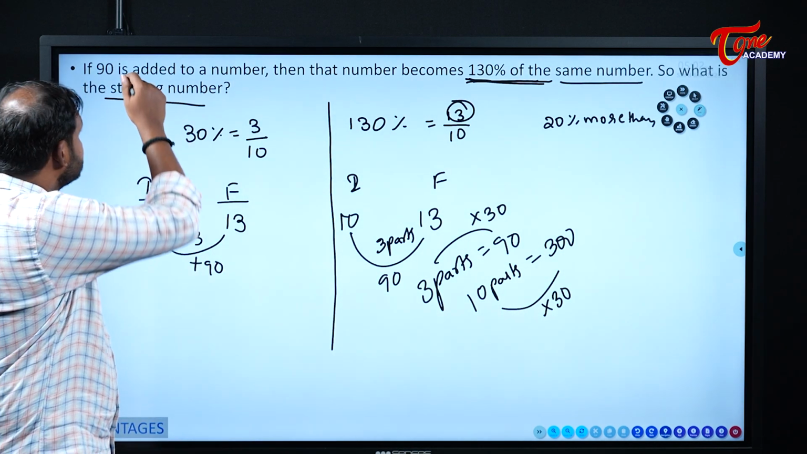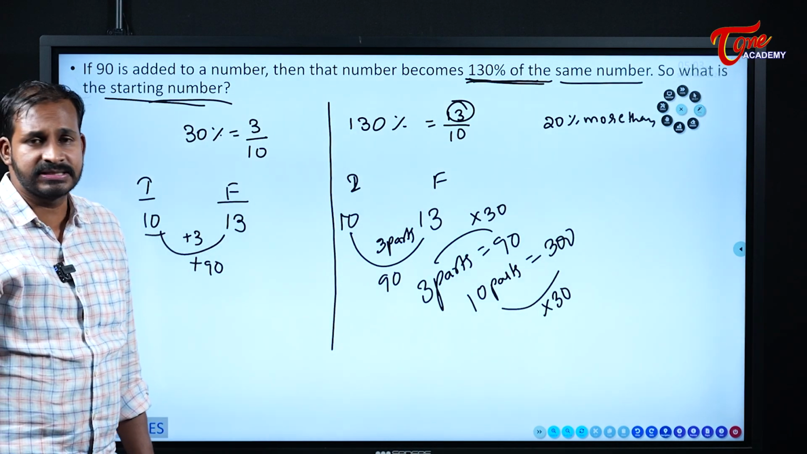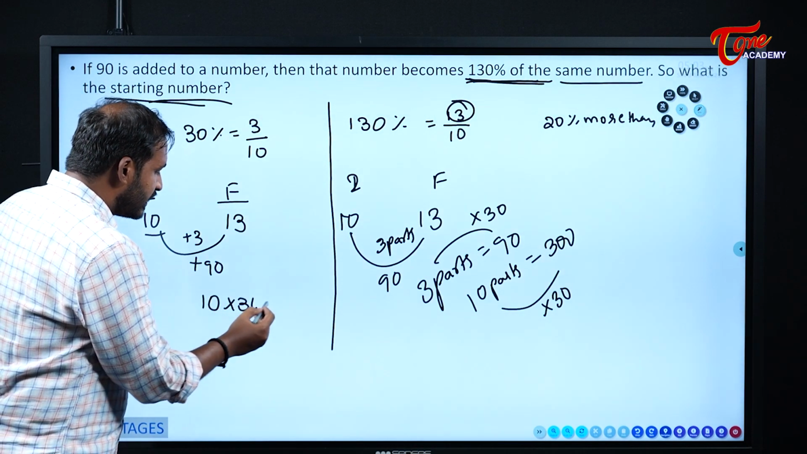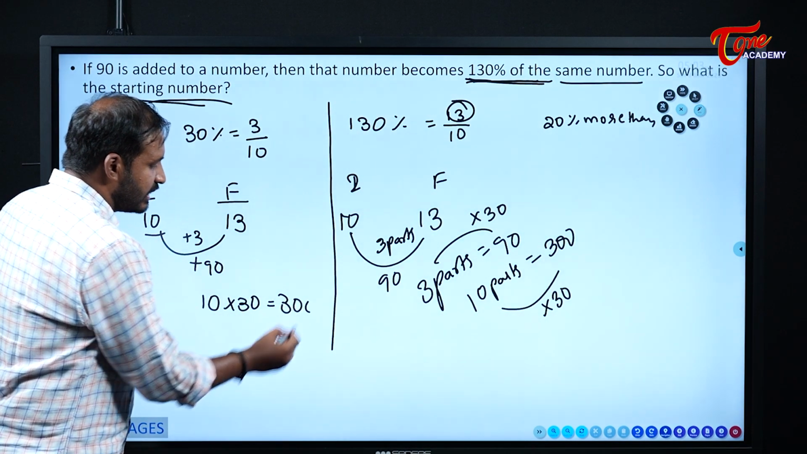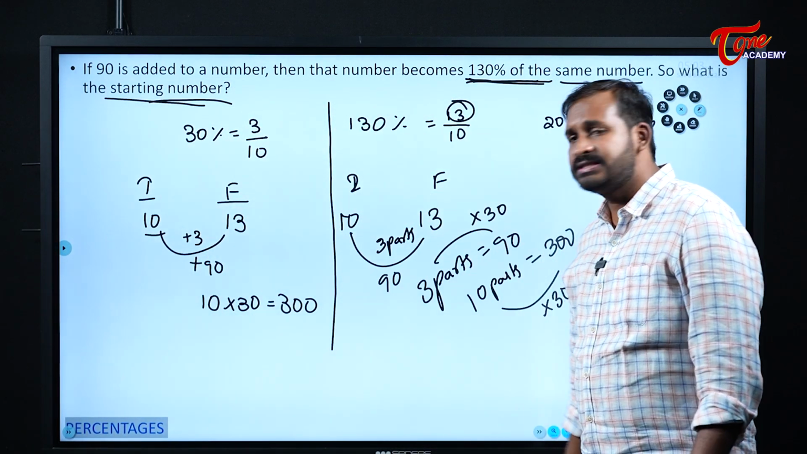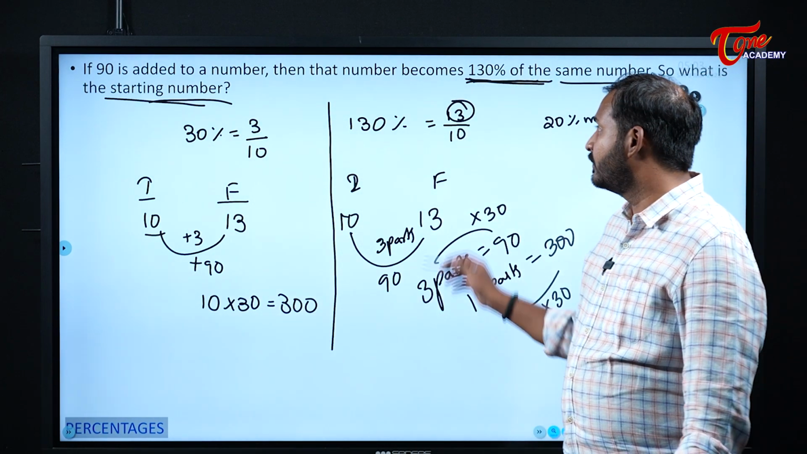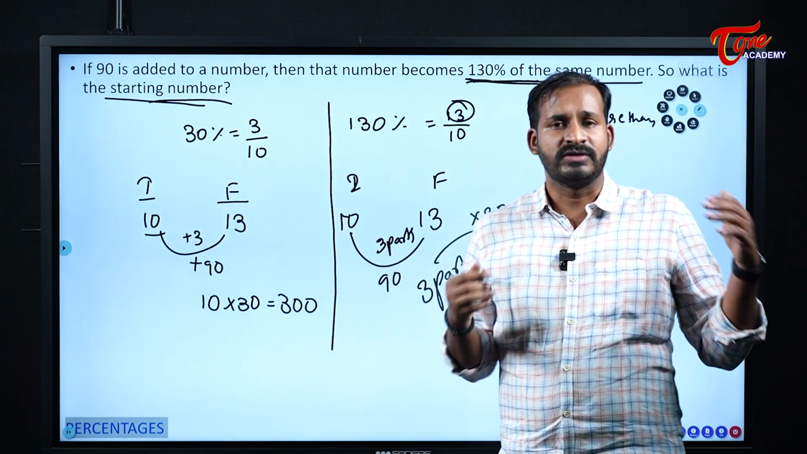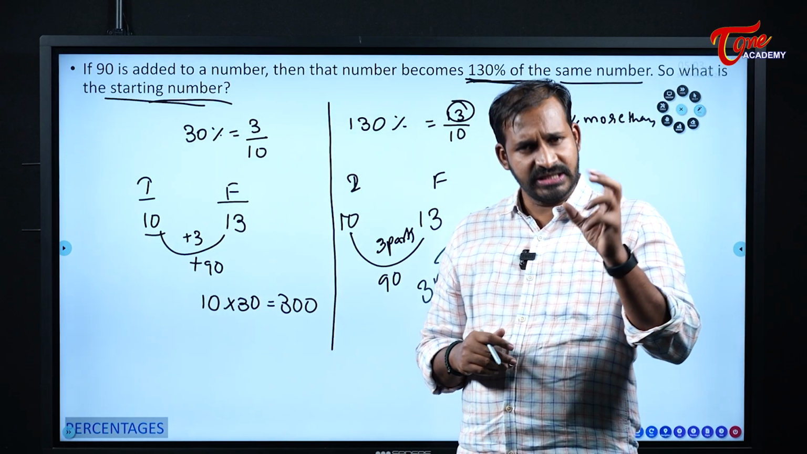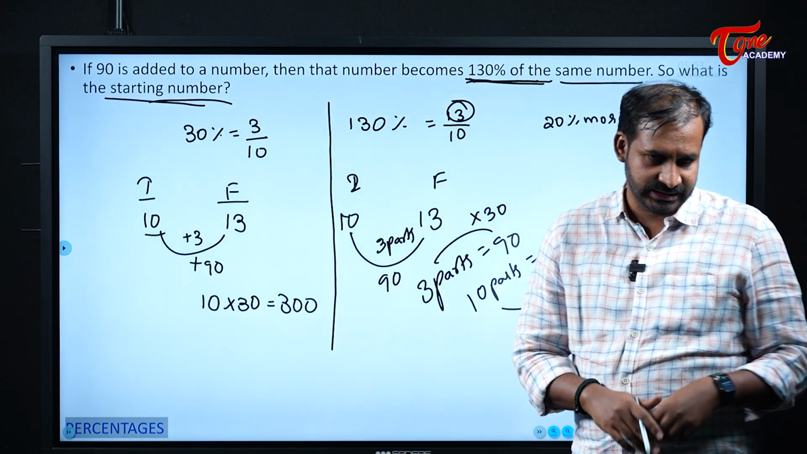So, they are asking us the starting number. Starting number is how many parts? 10 parts. So, 10 into 30, which we will write as 300. So, based on our requirement, these things will change. Observe the things carefully. That is the reason I told you, from question to question, this initial and these assumptions will change. So, just practice for some time. Definitely, you will be okay with these things.